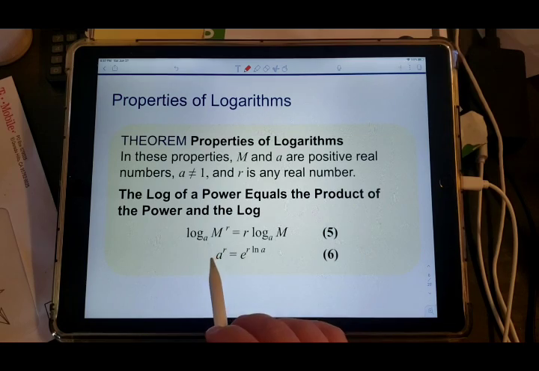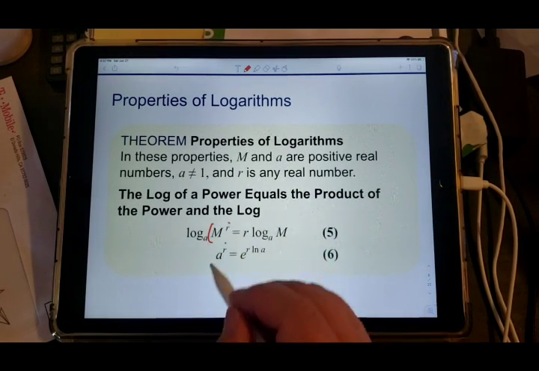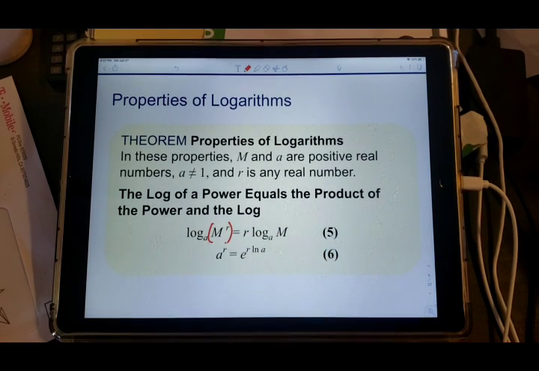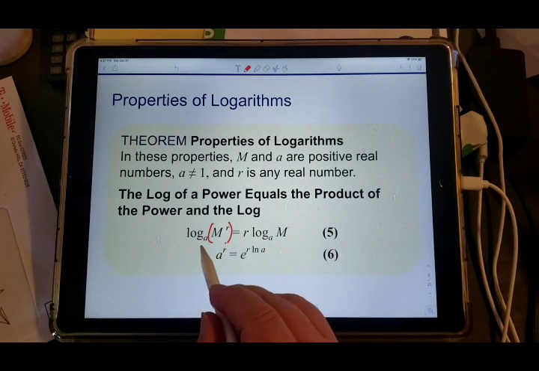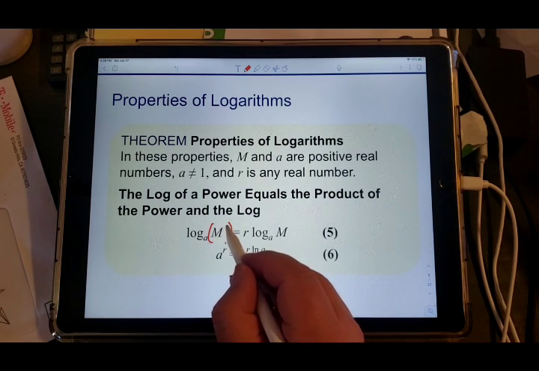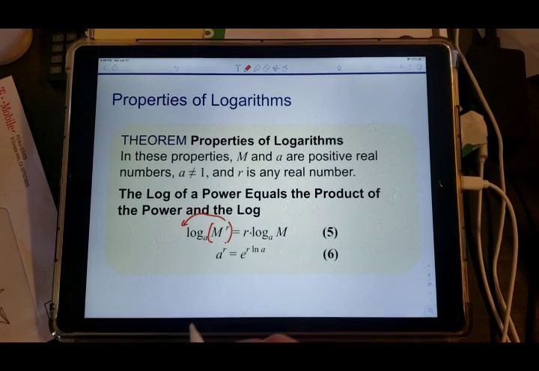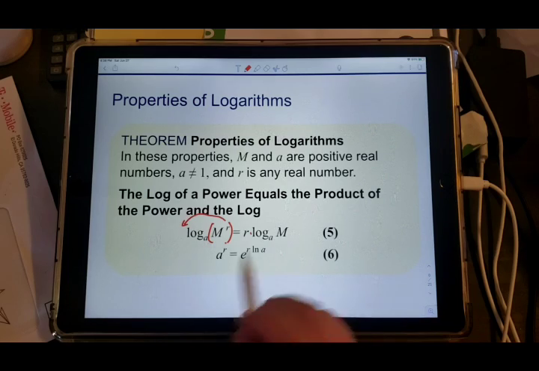This one is an important one. This is amazing, actually. You can't appreciate until the next section how amazing it is, but this is amazing. Log base a of m to the r. So what's going on here? I'm taking the log of something to a power. Well, what's amazing is I can get that r out of there and change it to multiplication. That rule is a big rule.